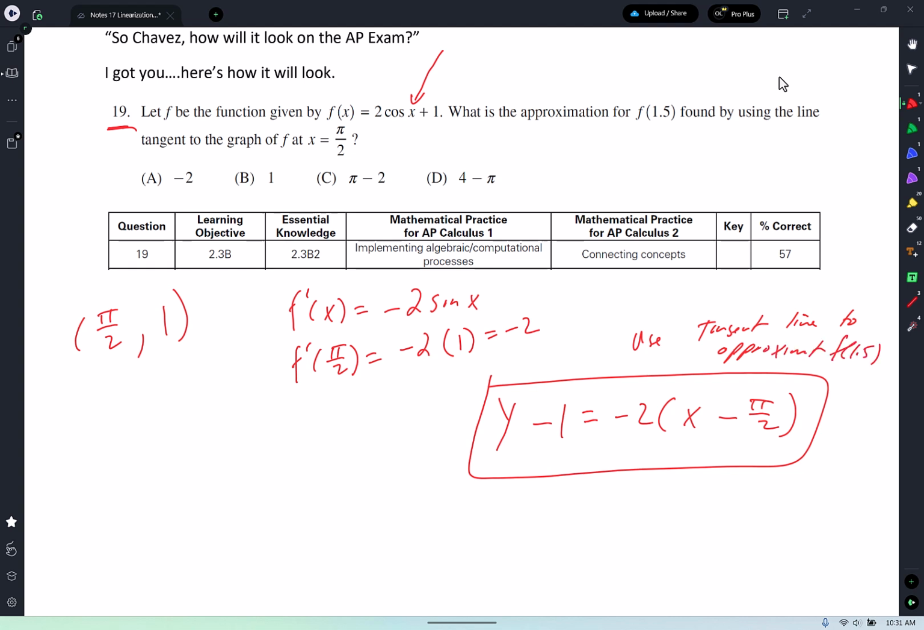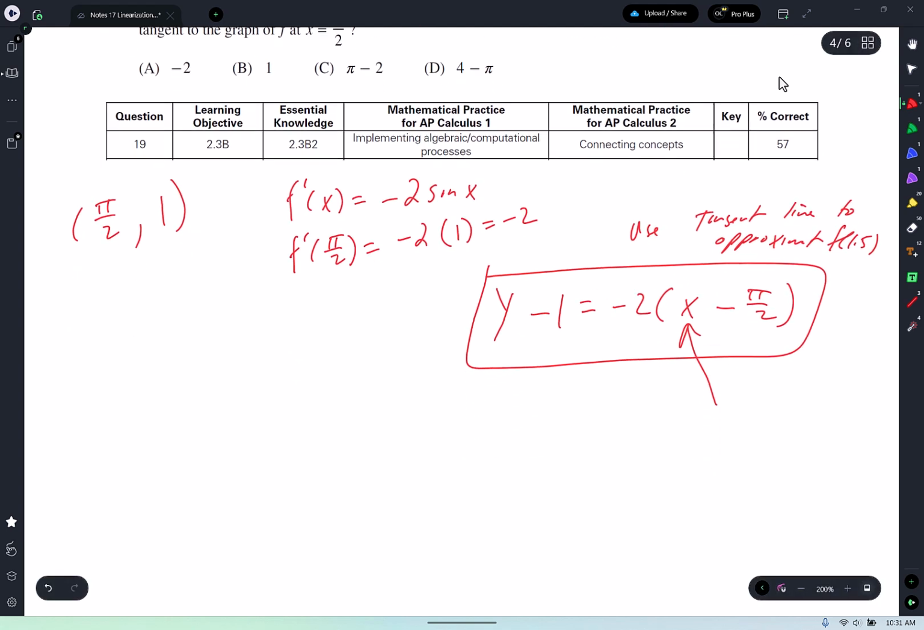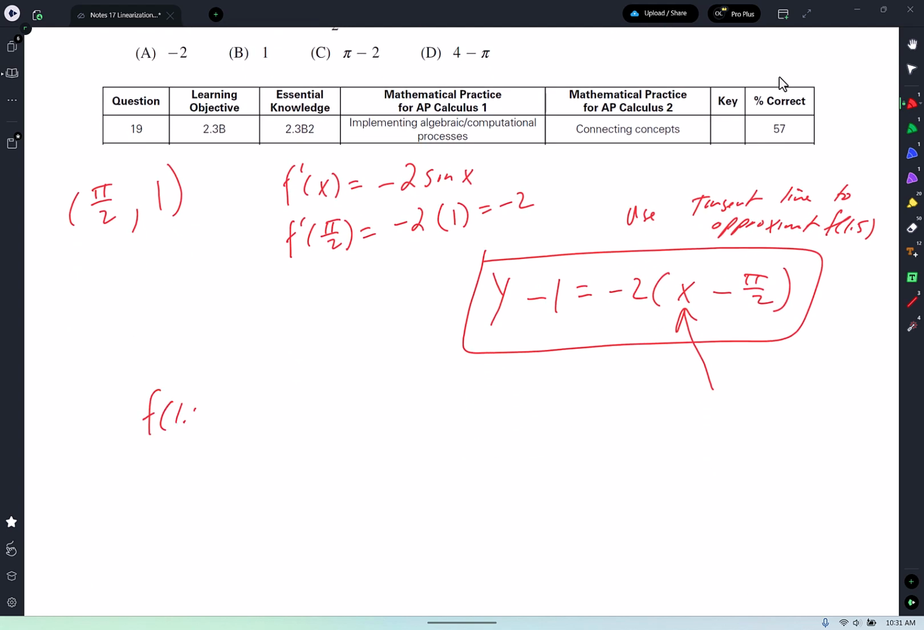Okay, so I'm going to move the 1 to the other side, and I'm going to insert what value for x? 1.5. But instead of inserting 1.5, it's easier to insert 3 over 2. That's the hack here. Do you guys see that? So I'm going to write f of 1.5 is approximately negative 2 times 3 over 2 minus pi over 2, plus 1. It's okay to write an equal sign now because that's what this expression equals.